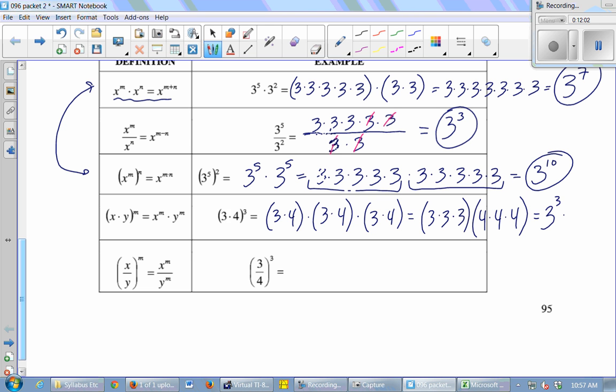3 to the 3rd. 4 times 4 times 4, that is 4 to the 3rd. Right? So the general rule is that people often say distributed is not distributing, but it looks like distributing. If you want to raise a product to a power, you have to raise both pieces to that power. Both factors have to go to that power. So 3 times 4 cubed is 3 cubed times 4 cubed.